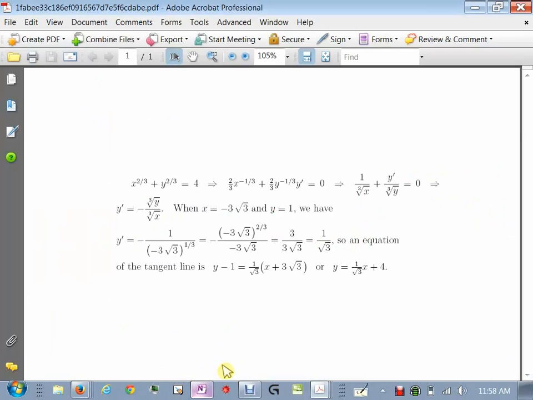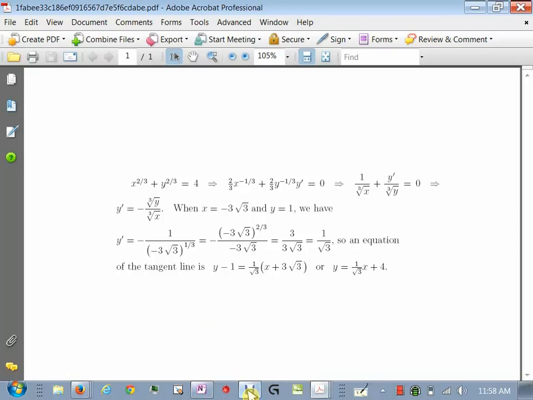So let's see if they've got that. Yeah, they didn't even rationalize it. Where's their negative? I'm not quite sure why they lost their negative. I believe that might be a mistake.